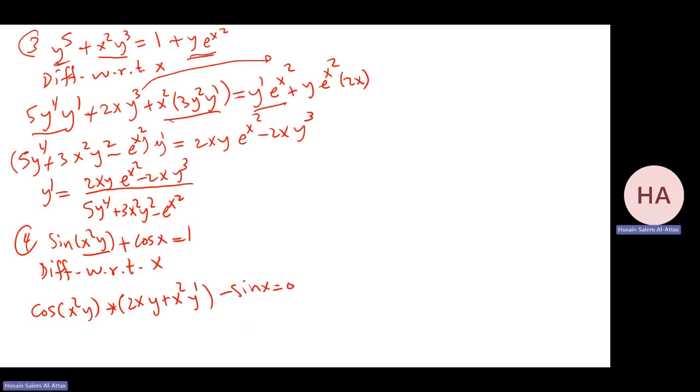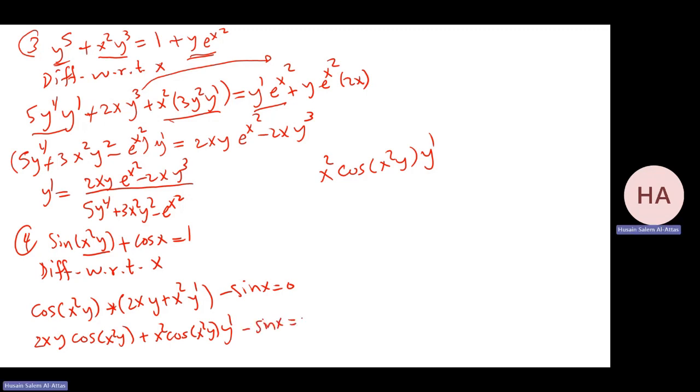The one with y prime on one side, the one with no y prime on the other side. So I have cosine x squared y and x squared times y prime. Or you can simplify this: 2xy cosine x squared y plus x squared cosine x squared y times y prime minus sine x equals 0. So this is the one with the y prime.